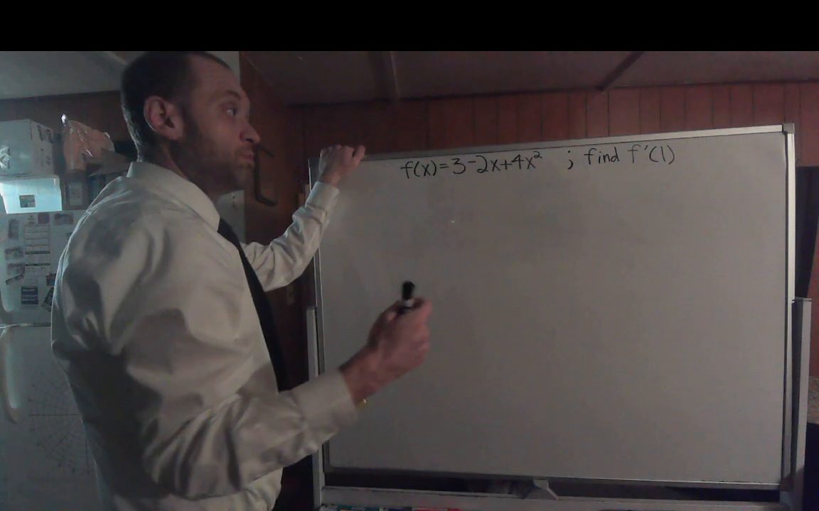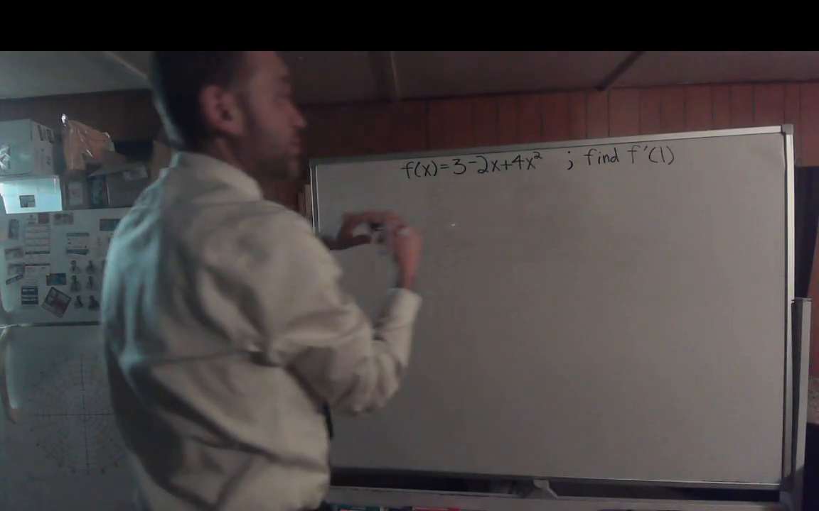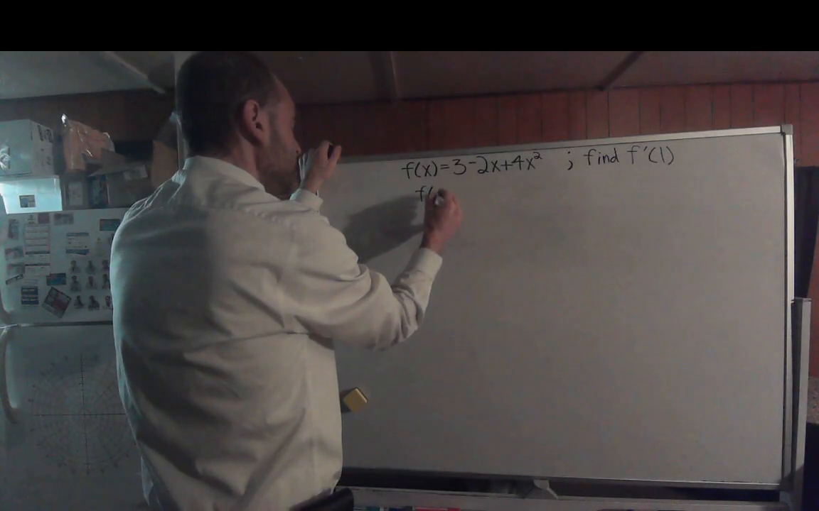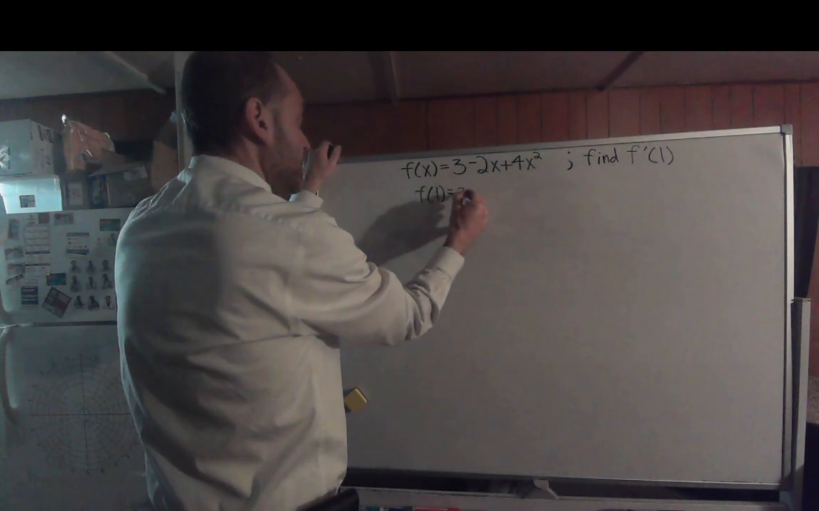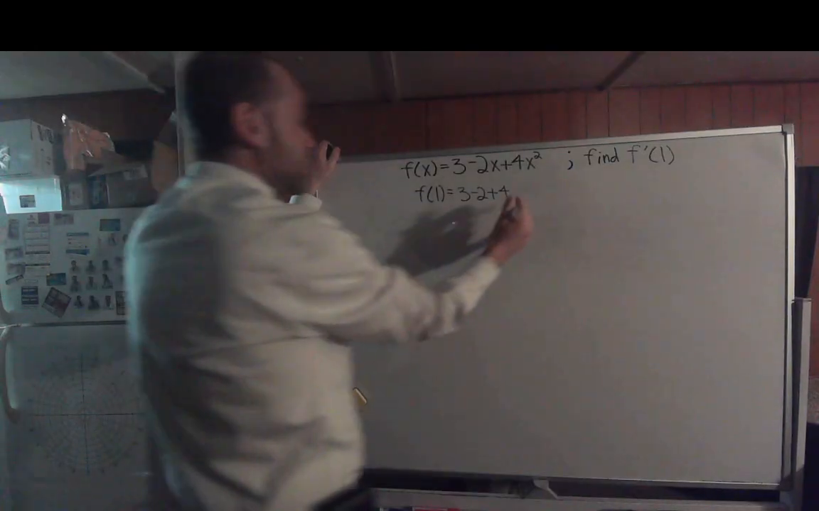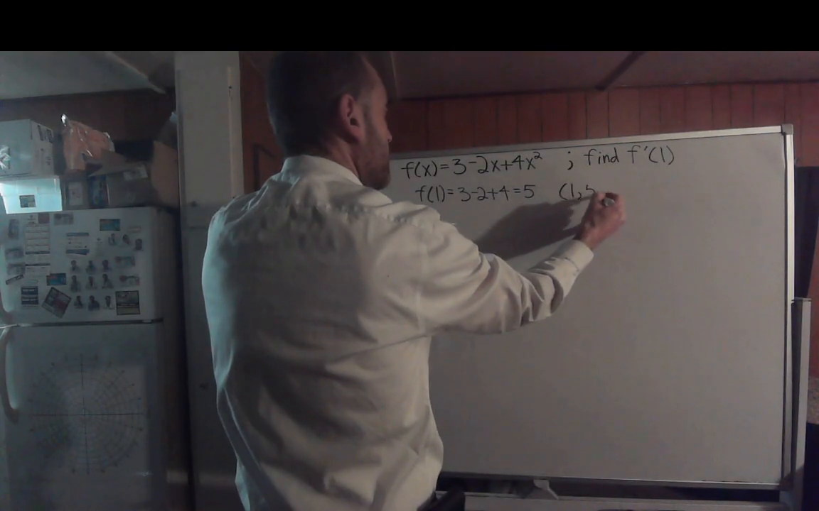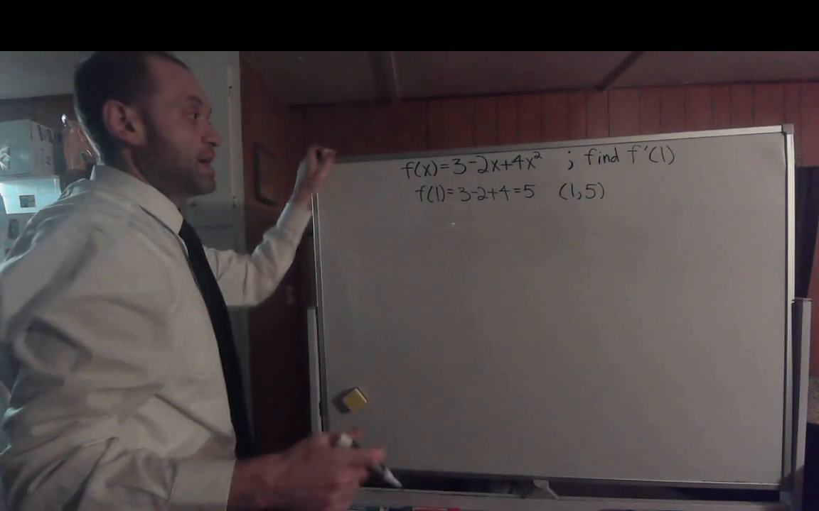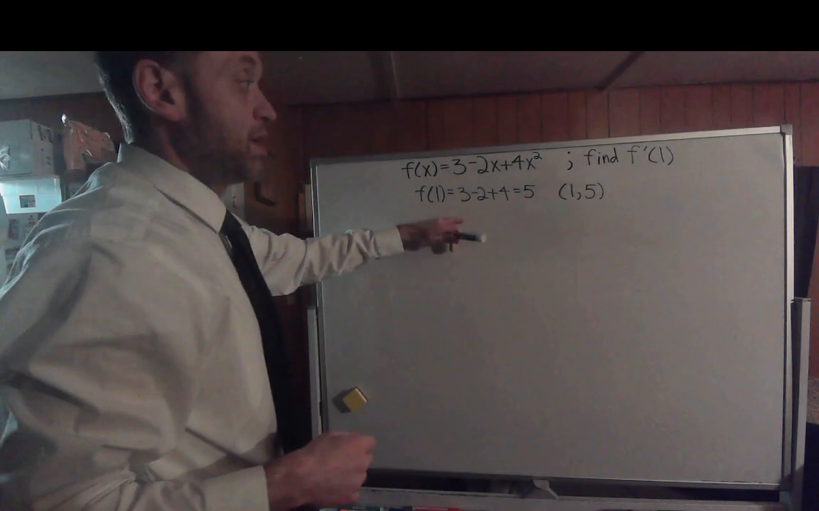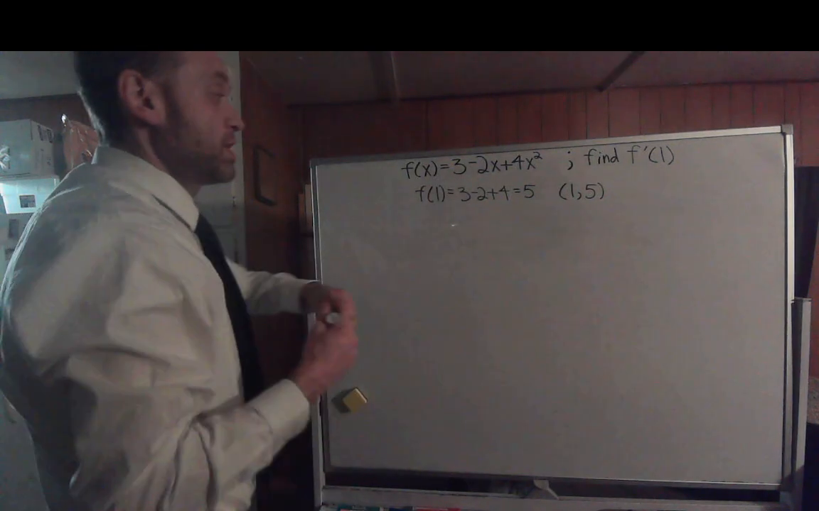What's going to be helpful, of course, is if you find the y value of 1 of the original function. So if we take f of 1 itself, you're going to get 3 minus 2 plus 4. 3 minus 2 is 1 plus 4 is 5. So this is actually going to be at the point (1, 5), where you're going to find the derivative, or the slope of the tangent line, the instantaneous rate of change for this function.